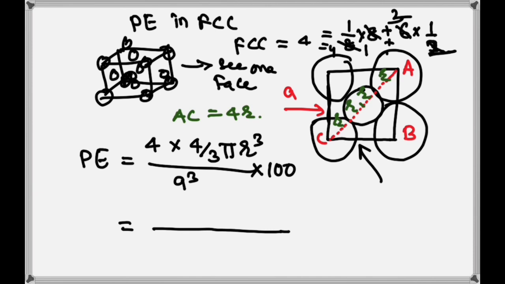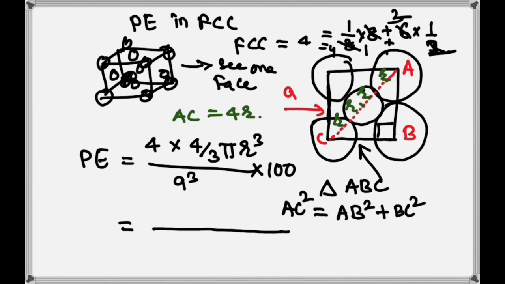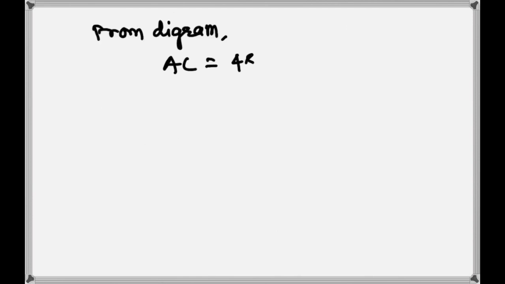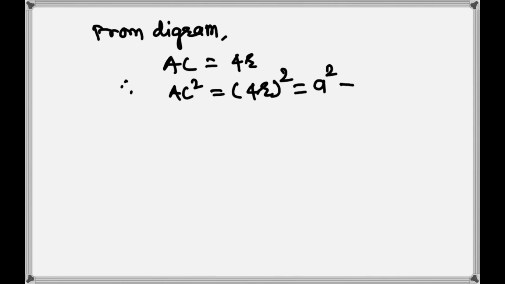You can see this now. So for triangle ABC, we have this AC square, as it is 90-degree angle, AB square plus BC square is equal to AC square. Now see, the value of this AC square is equal to AB. Value of AB is edge length a, so a square. BC is again edge length a, so a square. So AC square is equal to 2a square. But AC is equal to 4r. Therefore AC square will be equal to 4r square is equal to a square plus a square, or it is 2a square.